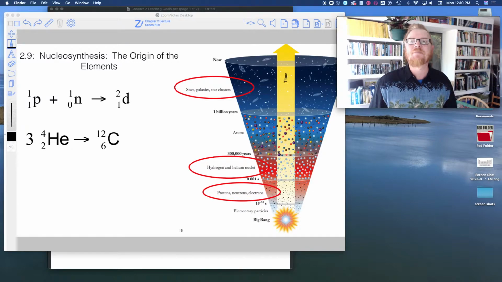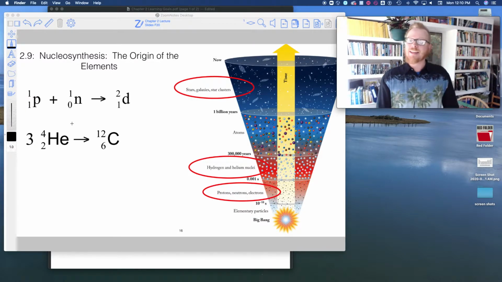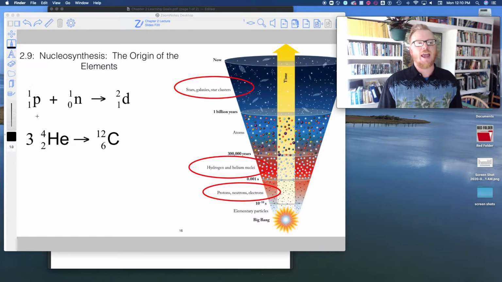That's like 1/10 billionth of a second. Protons, neutrons, and electrons started forming. Okay? And those protons, neutrons, and electrons were able to combine. So look at this chemical reaction. So this 1 1 P and 1 0 N, those are the chemical symbols for proton and neutron. So it's the same with the mass number on top and the atomic number on the bottom. A proton is just one single proton. So this 1 and 1 says it's just one proton.